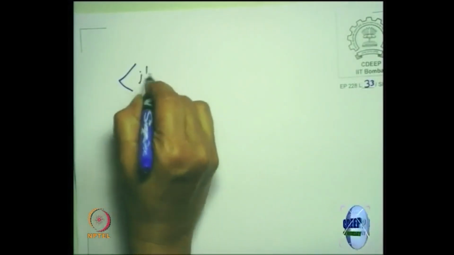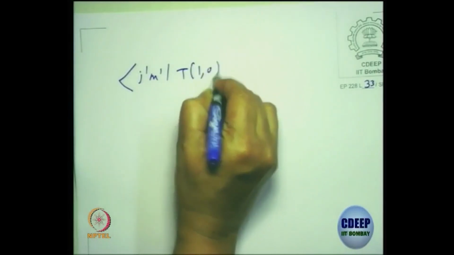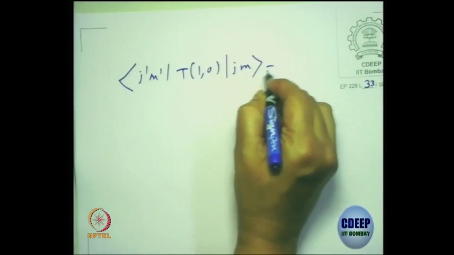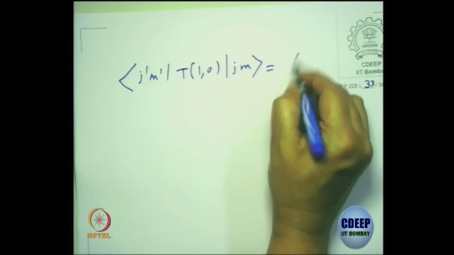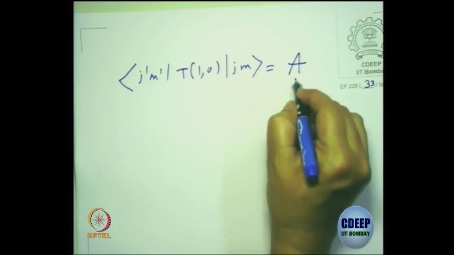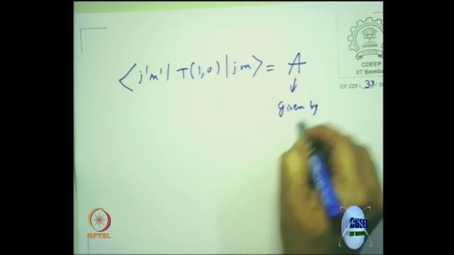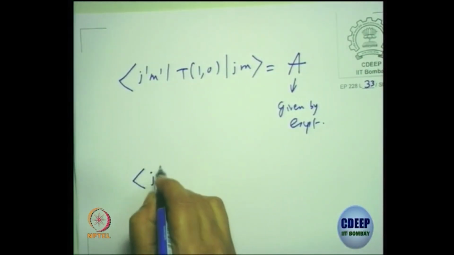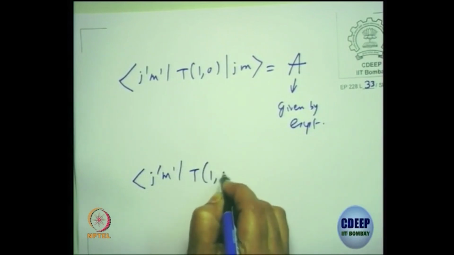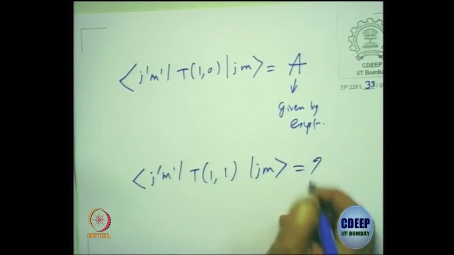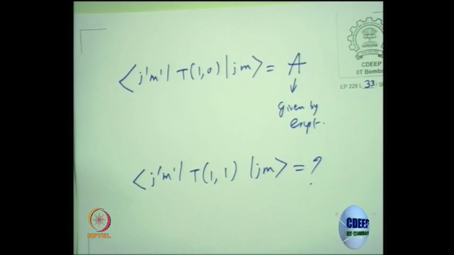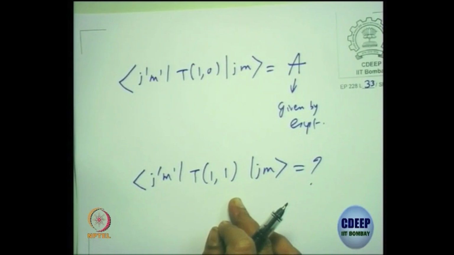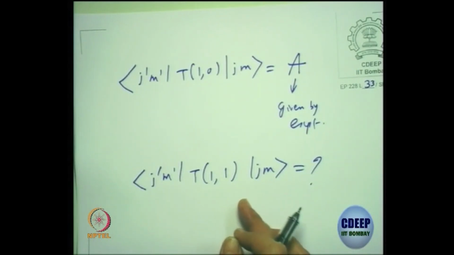If I do it for the vectors, suppose I give you some number here, let me call it some capital A. This is given by experiment. Then the experimentalist is asking me, can you tell me what is 1 comma 1 Jm? He says I can measure the z component of the dipole moment, but I don't know how to measure the x component or y component. But this is not the x component. What is this? It is minus of x plus iy.